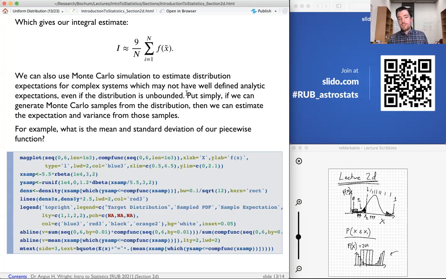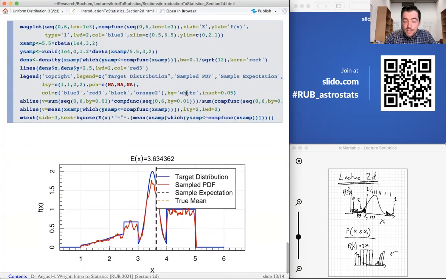So let's say we wanted to ask the question, what was the mean and standard deviation of this wild piecewise function? How do we calculate that? It's actually really easy, because all we do is generate our random samples, and then we end up with a distribution that is this red function here. So these are our random samples that we can see on the PDF of our random samples, and then we use these values to calculate an expectation, to calculate the mean of the underlying distribution. And the mean of that distribution is shown by the black dashed line.